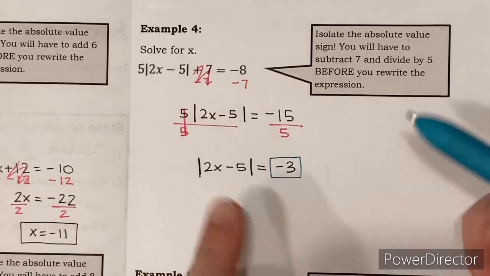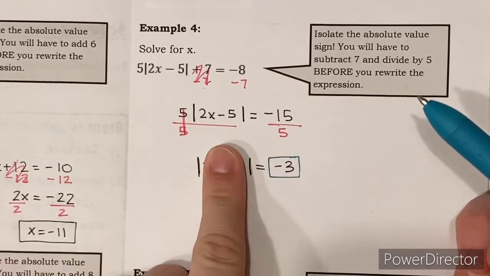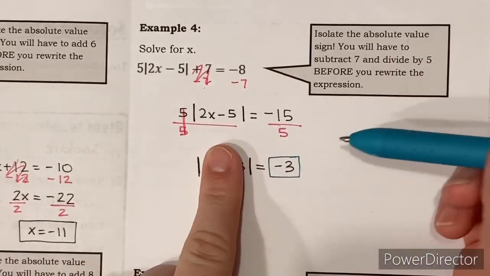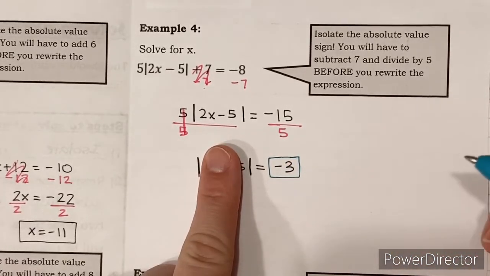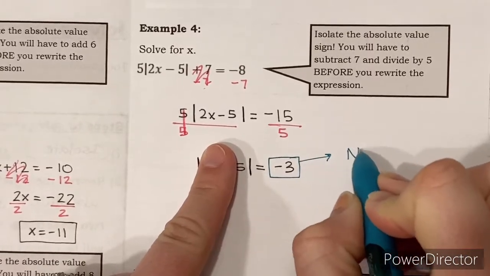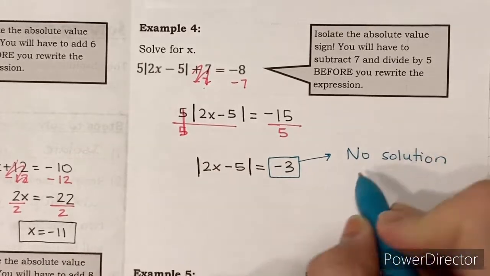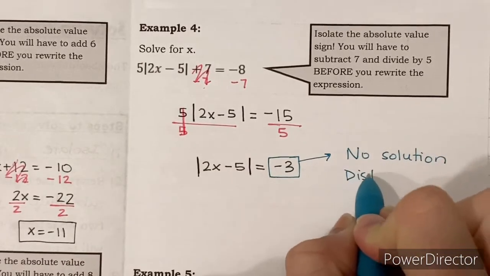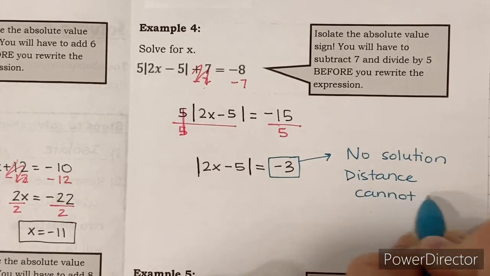So this right here, this is what it's claiming, okay? This number, we don't know what it is. The absolute value of this number is negative 3. So remember, this is talking about a distance. We can't have negative distance, so here's what you do. Here's how you take care of this. No solution, because distance cannot be negative.